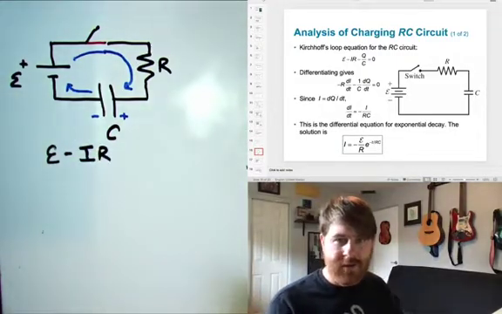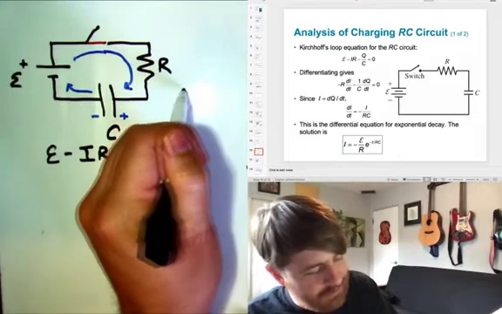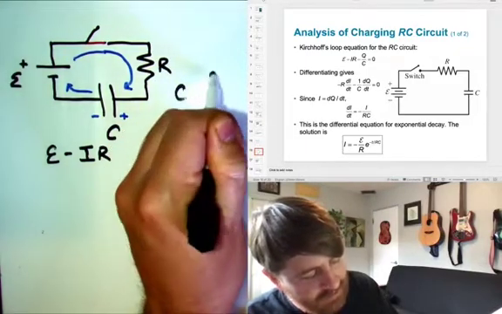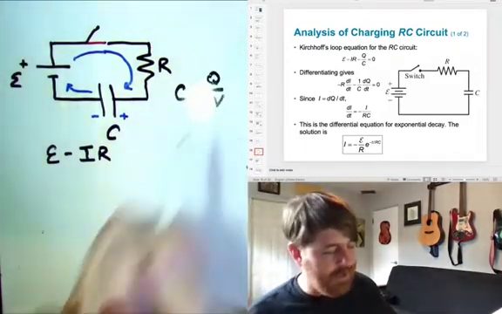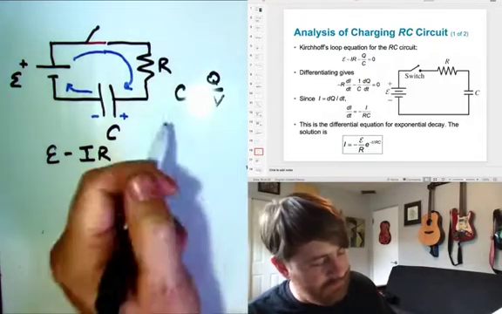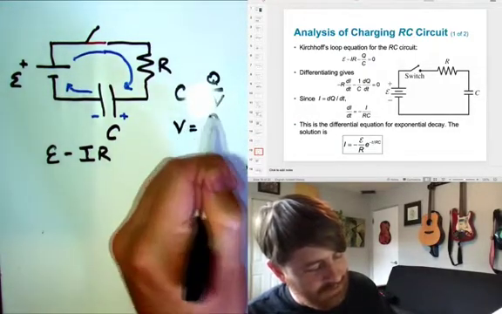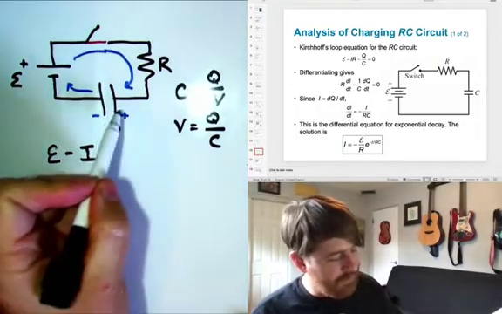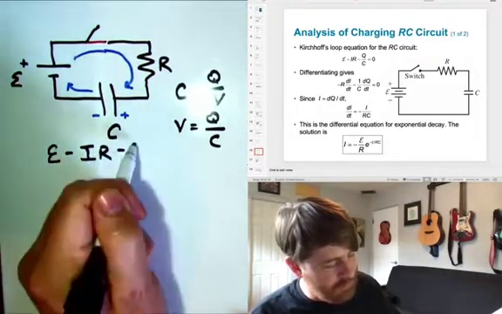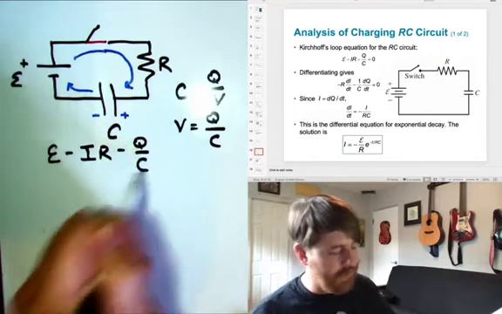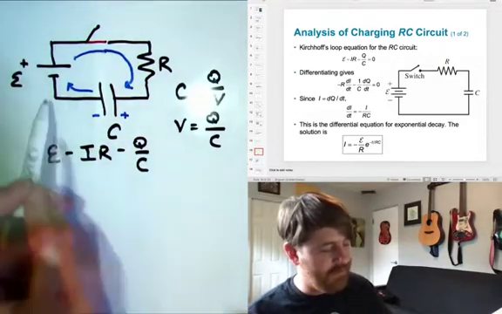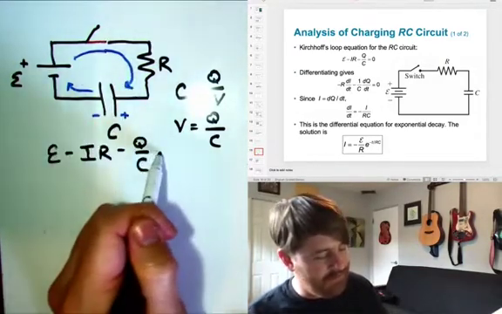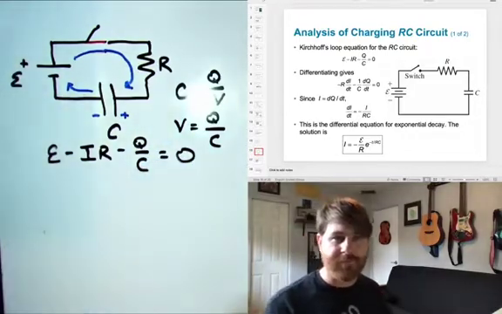And then what about the capacitor? Remember that the capacitance is given by Q over V. So I can write that V equals Q over C. And the drop in potential across the capacitor then should be Q over C. And by Kirchhoff's laws, the sum of the changes in potential across this circuit should be 0.